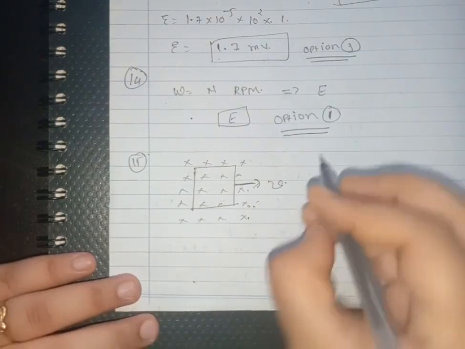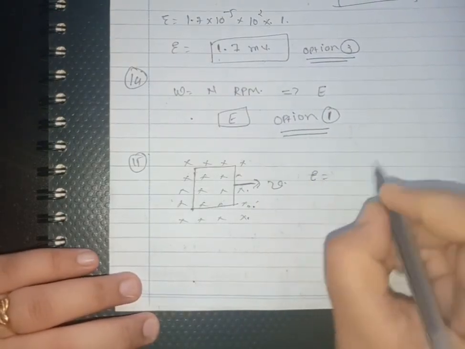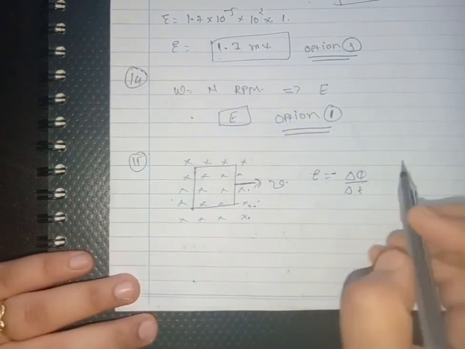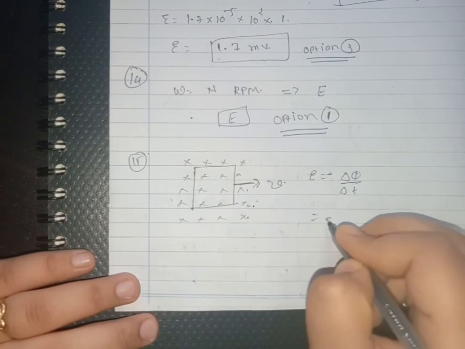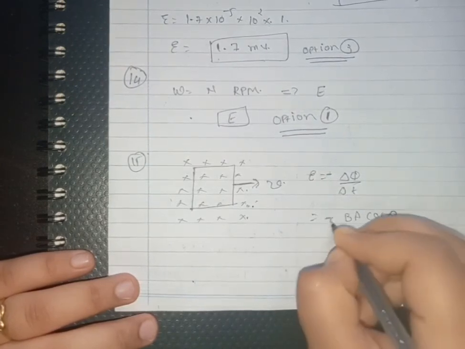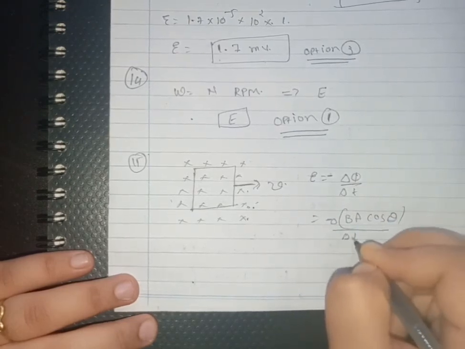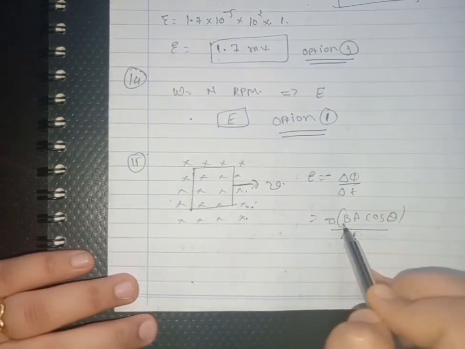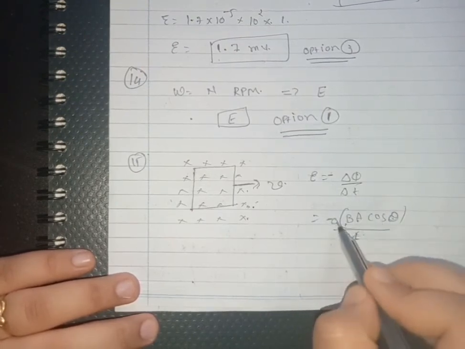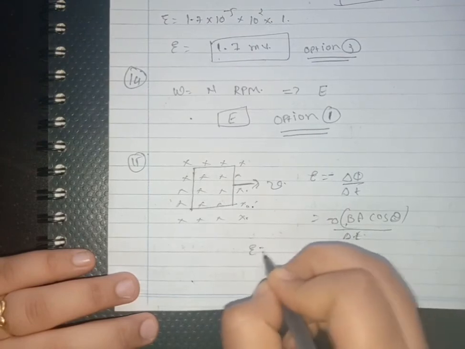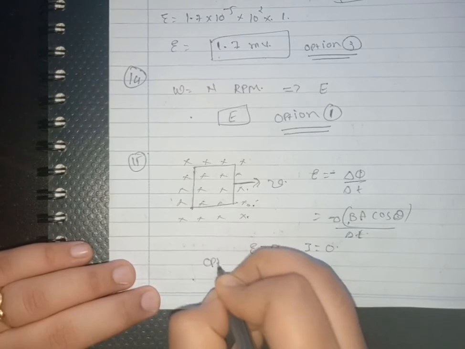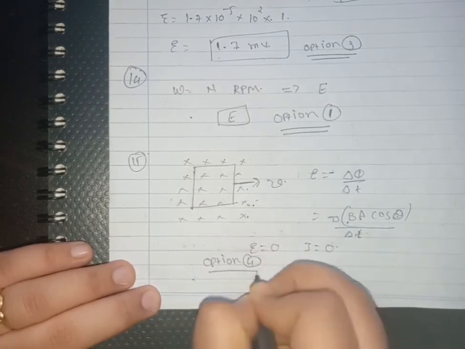Here, if we check, the induced EMF is minus delta phi by delta t. Change in flux is delta of BA cos theta by delta t. Here magnetic field is constant, A is also constant and theta is also constant. So there is no change in flux. So induced EMF is 0. So current will also be 0. Option 4 is correct option.